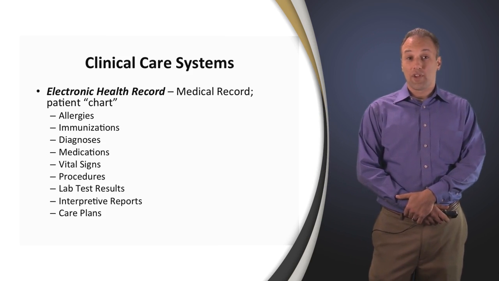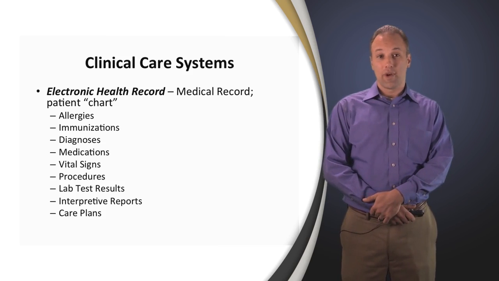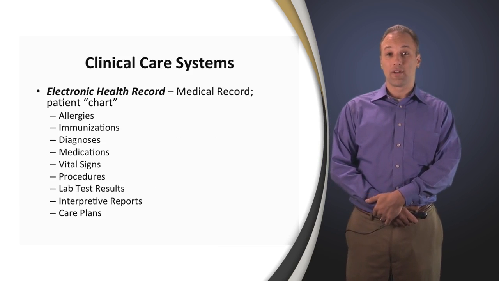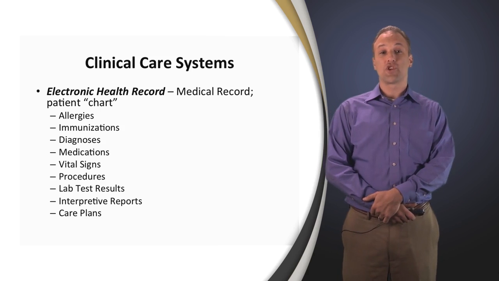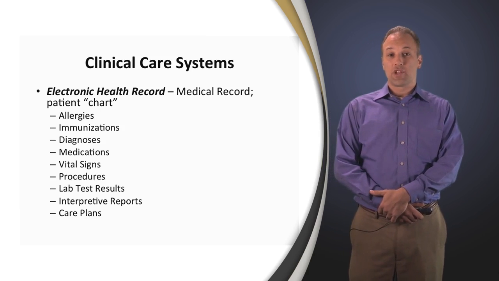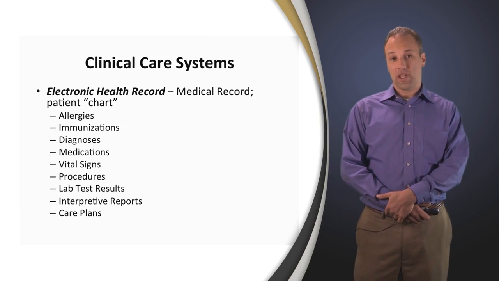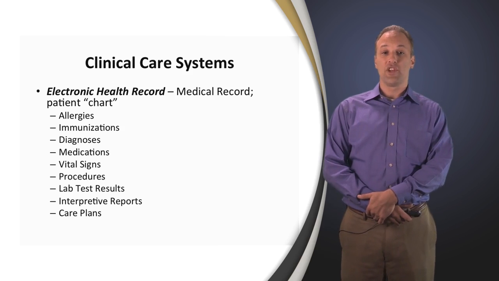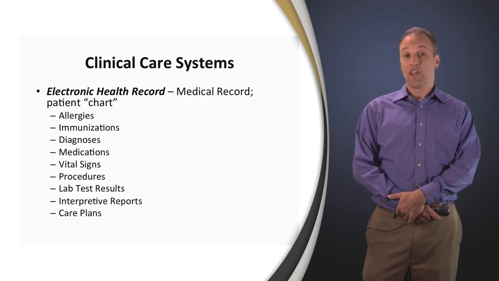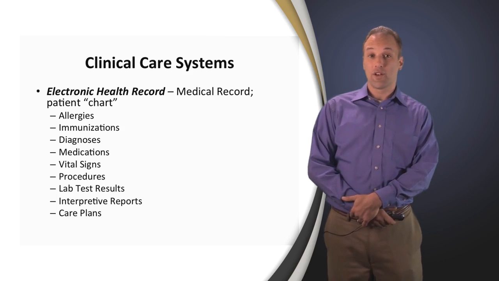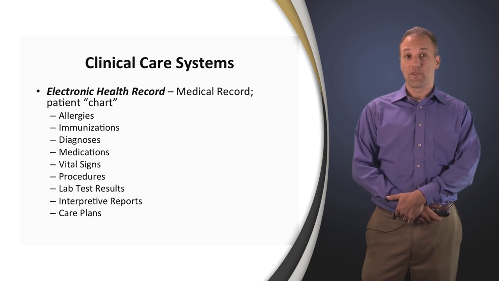Clinical care systems at their heart would include a medical record or an electronic health record. This is also referred to as the patient's chart. This information would include allergies, immunizations, diagnoses, medications, vital signs, procedures, lab test results, interpretive reports, care plans, and many other pieces of information.